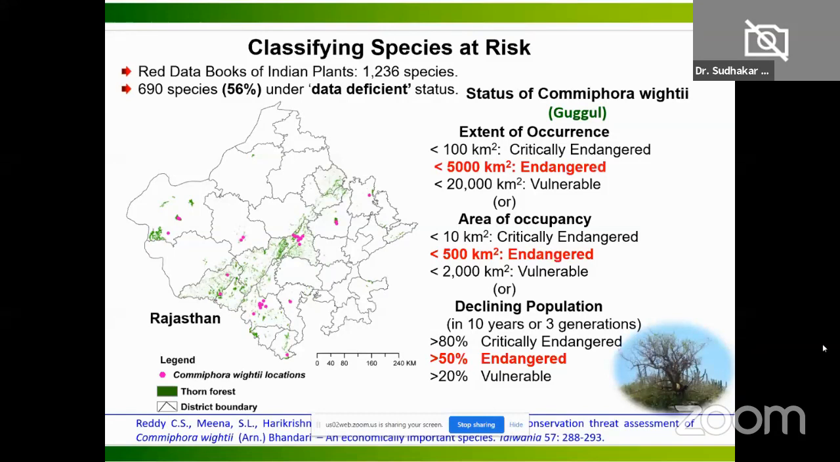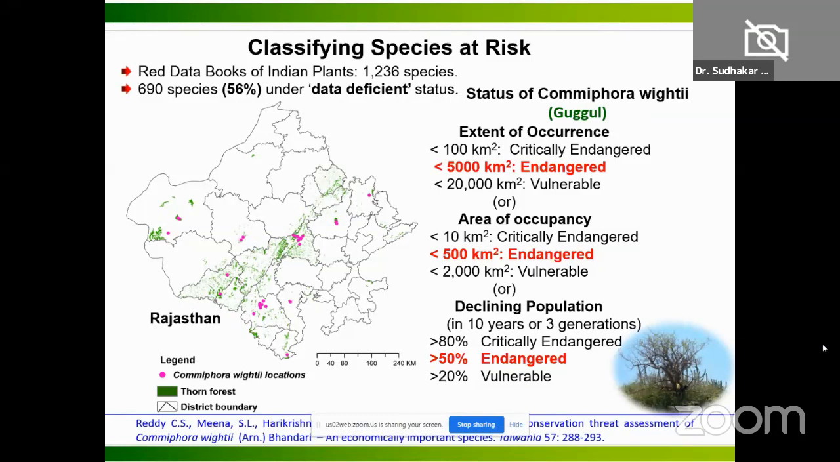We did a survey of the entire Rajasthan, and we found that Commiphora wightii is one of the data deficient species in Rajasthan. We found that the species is distributed in only 26 locations in Rajasthan. There are a few patches also found in Gujarat, but they hardly support 10% of the population. So around 90% of the population is found only in Rajasthan, distributed across the 26 locations.